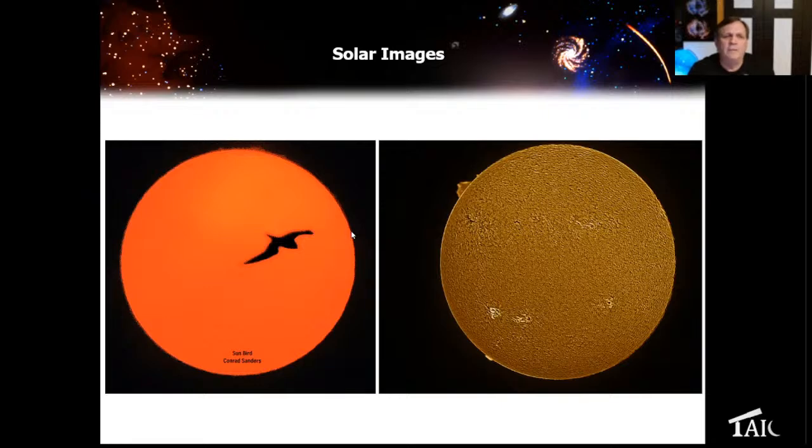And here are a few shots that I've taken. The one on the left was taken with our club rental. We can rent out telescopes, and that was with a Coronado PST I had for about a month. I think it's a cool picture because a bird happened to be going across, and I captured it. On the right-hand side is a more current version of what I've done with the Lunt scope, showing the sunspots and some of the prominences up here.